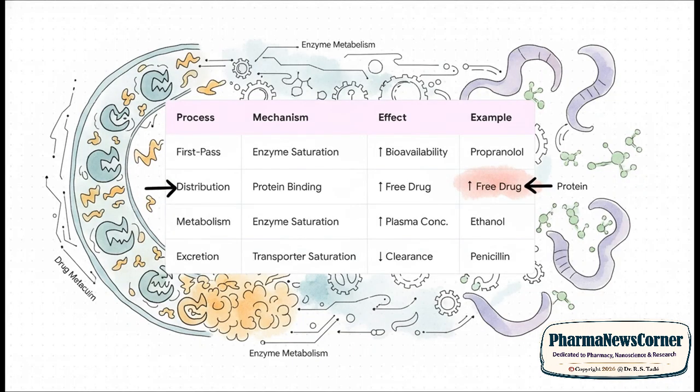And this table just perfectly pulls that whole chain of events together. You can see exactly how a specific mechanism, like an enzyme getting saturated during metabolism, leads directly to an effect, in this case, a higher plasma concentration. Or check out how when those protein binding sites get saturated, the amount of free drug goes up. It's this direct cause and effect that's really at the heart of what makes nonlinear kinetics tick.